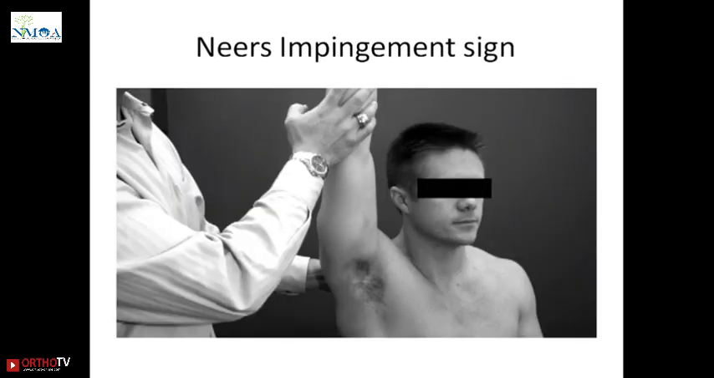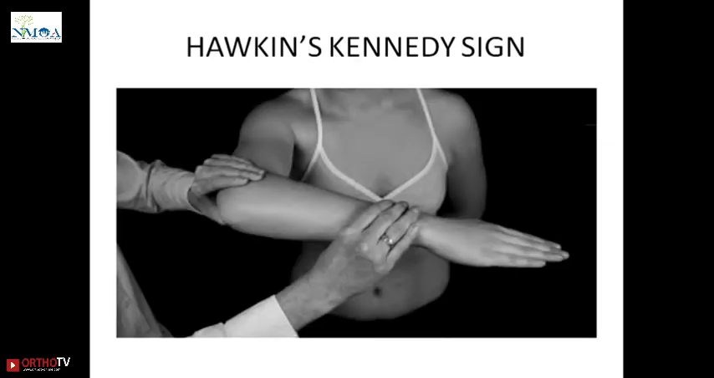This is what we call the Neer impingement sign, in which the shoulder is forward elevated, and in the terminal forward elevation, pain is elicited. There is something called the Neer test, in which local anesthetic is infiltrated in the subacromial space. If there is either reduction or abolition of pain, then that is pathognomonic of an impingement sign, and that's called the Neer test.